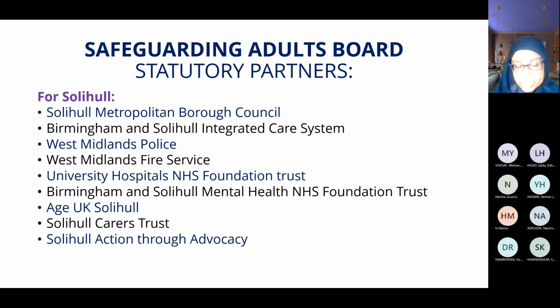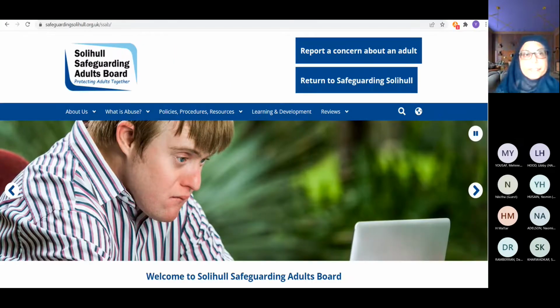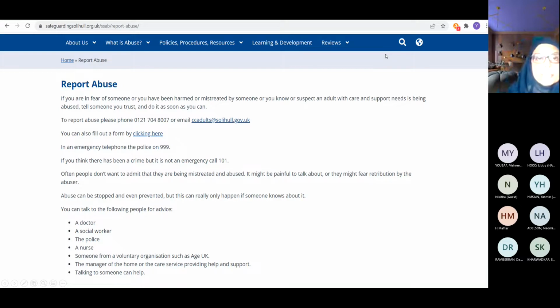They have Solihull Carers Trust, and they also have Solihull Action Through Advocacy, which is a special organisation to support adults with autism and learning disability. That's a screenshot of their website, and there is the big tab, report a concern about an adult. Now with Solihull, because they have a smaller number to deal with, you've got 3 options.